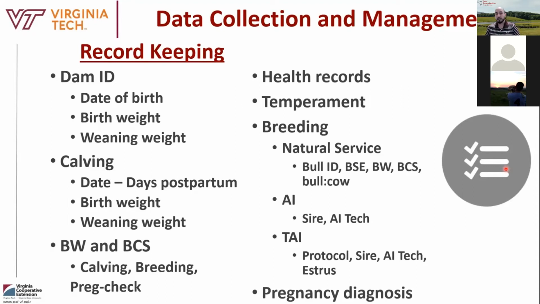And then, pregnancy diagnosis, right? When we did it, hopefully we can do fetal ages, especially if we're doing AI and fixed time AI, so we can sort out which pregnancies are AI versus which pregnancies are only natural service, and we can have a better understanding of how the system is working.